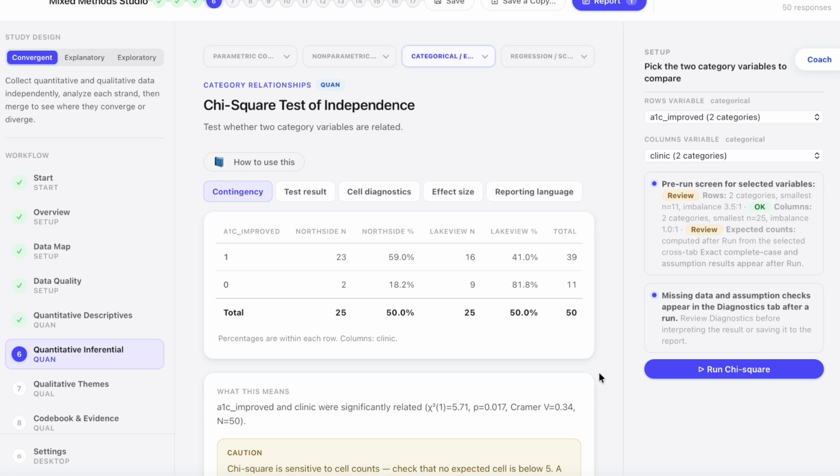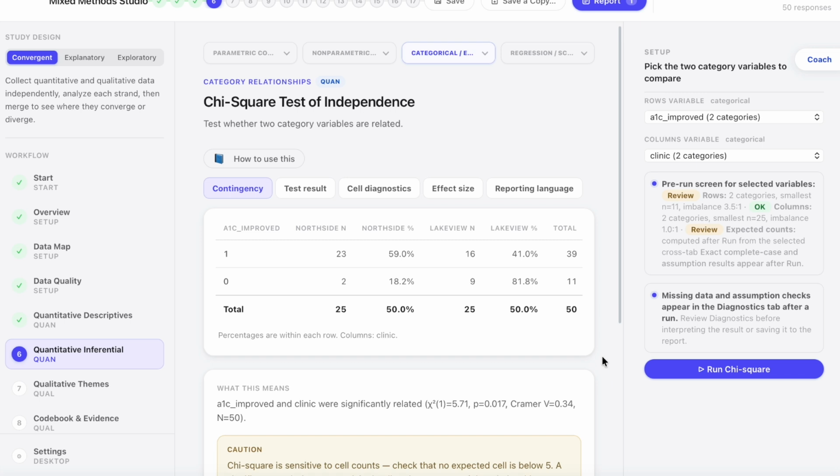Read the counts first. At Northside, 23 patients improved and 2 did not. At Lakeview, 16 improved and 9 did not. 50 patients, 25 per clinic. The rate within each clinic comes straight from those counts. Northside, 23 of 25 improved, that's 92%. Lakeview, 16 of 25, that's 64%.